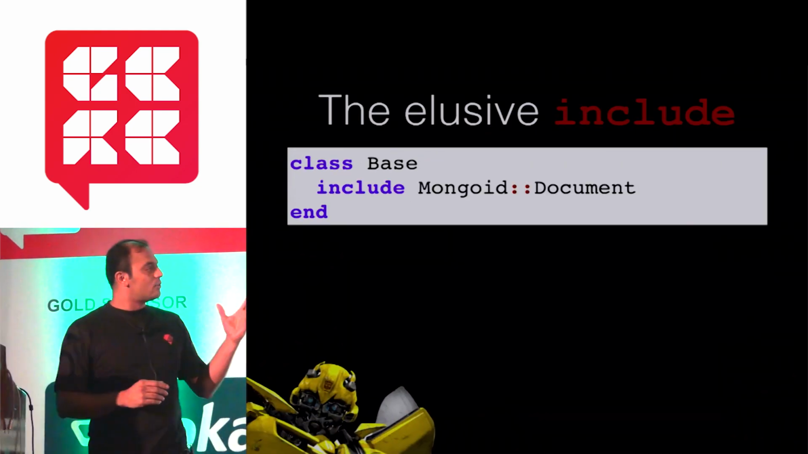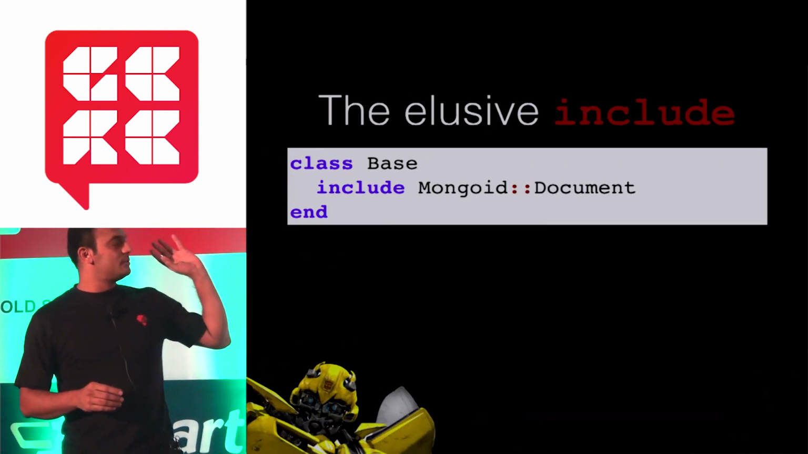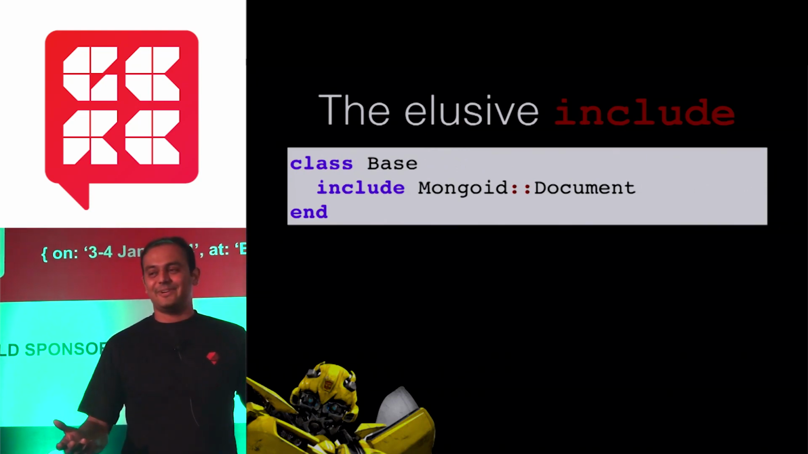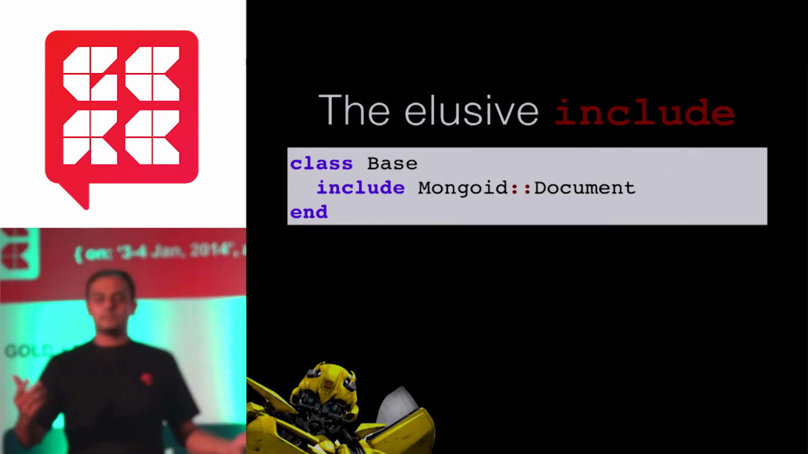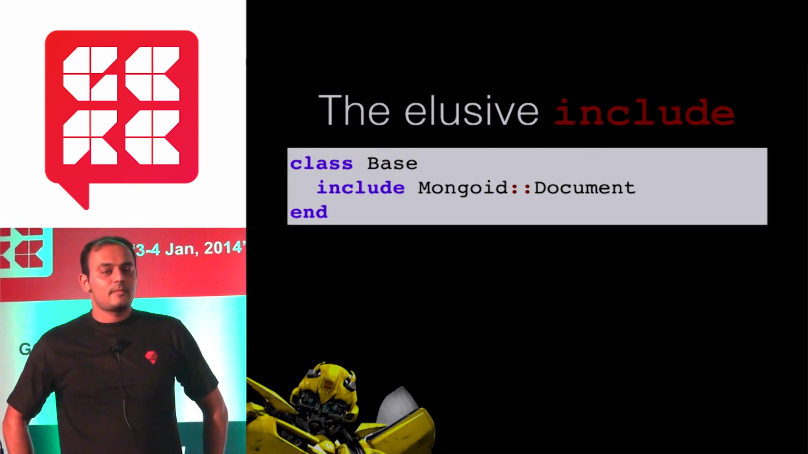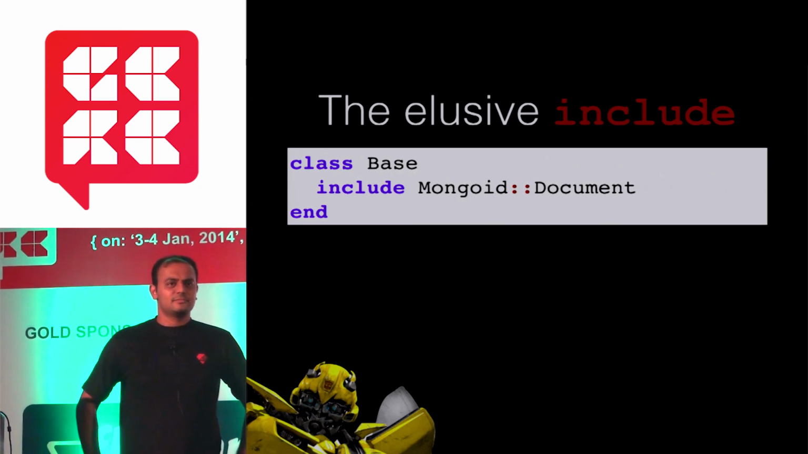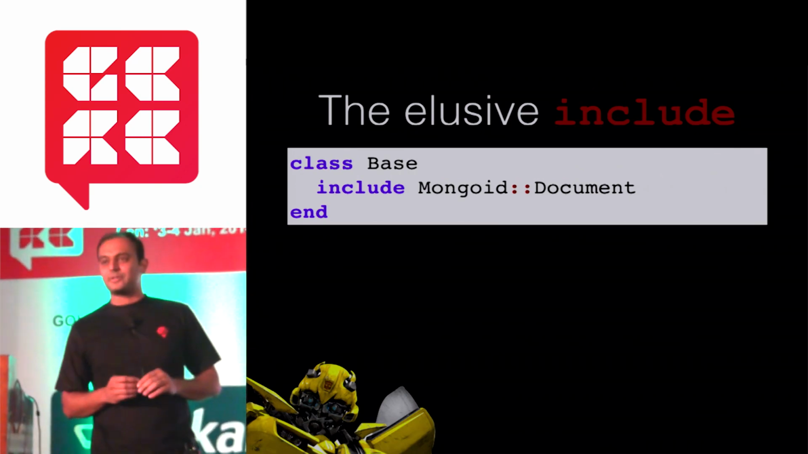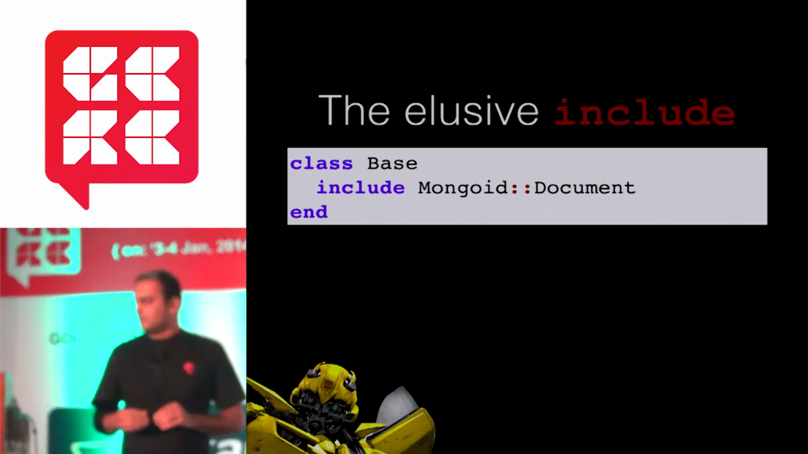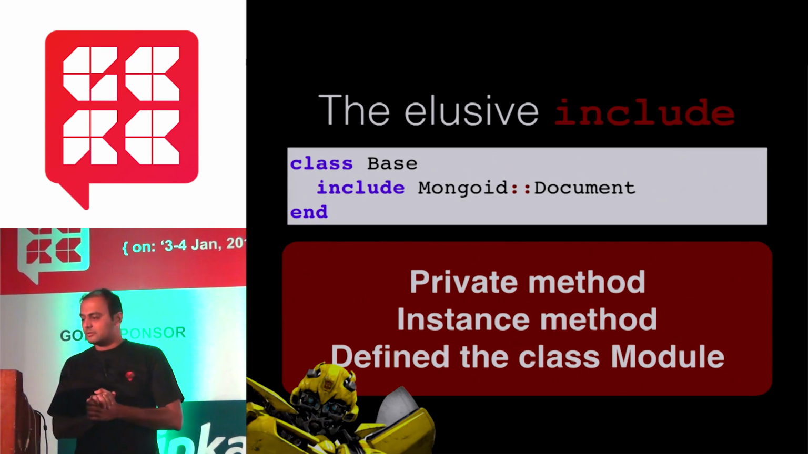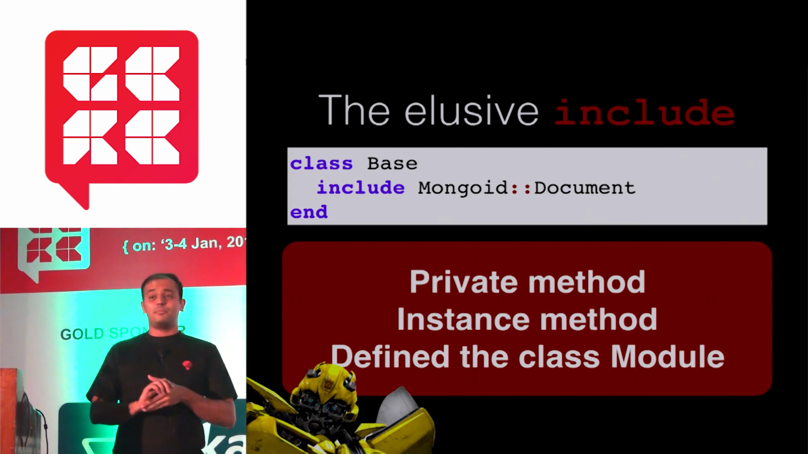How many of you all have seen this code before? Forget the Mongo document, but the include. Right, come on, everybody knows it. What is include? Is it a keyword? How many thought it was a keyword? Oh, it's like that require or that import in Java. Include is a private instance method defined in the class module.